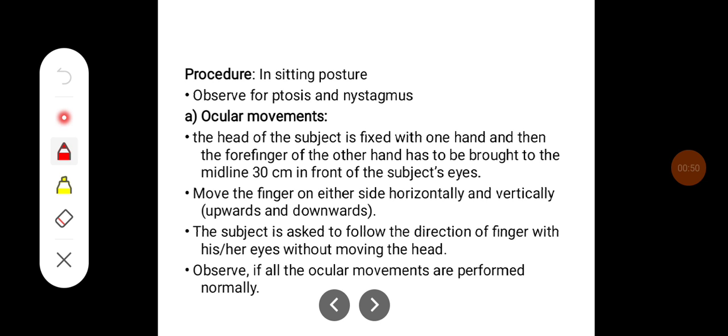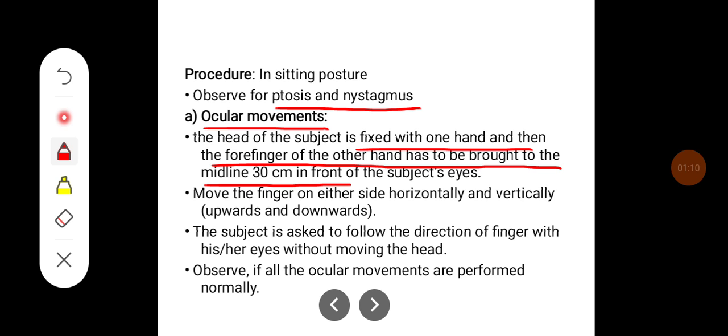How to examine these cranial nerves in sitting posture? First, observe for the ptosis and nystagmus if at all they are present. Then you have to test ocular movements, for which the head of the subject is fixed with one hand and then the forefinger of the other hand has to be brought to the midline 30 centimeters in front of the subject's eyes. Then move the finger on either side horizontally and vertically upwards and downwards.